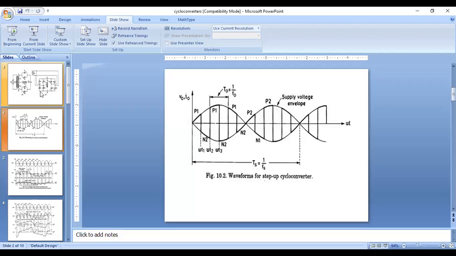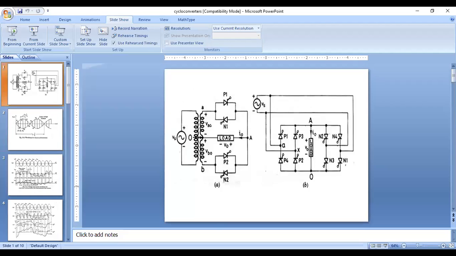Can anyone explain this circuit and waveform that I have explained now? If anybody wants to explain, you tell me. I will make you the host so that you can explain. Sir, explain the second diagram, sir. Second diagram, this one? Yes, sir.